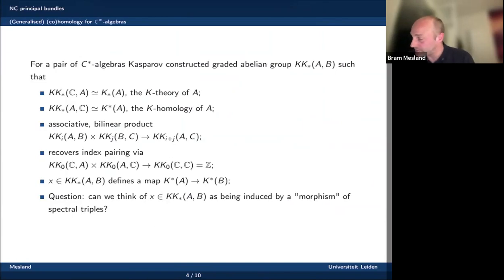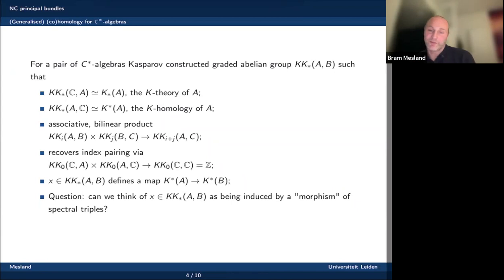So Kasparov introduced the bivariant KK groups in such a way that, well, we have two C-star algebras, we get an abelian group, KK(A,B). And if we insert the complex numbers C in the first slot, we just get the K-theory. If we insert the complex numbers in the second slot, we get the K-homology of A. And the main feature of this theory is that there is this kind of categorical structure, which is the Kasparov product, which allows you to compose elements in different KK groups as soon as the first and the last argument of both groups match up.